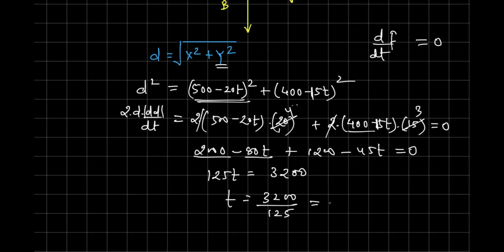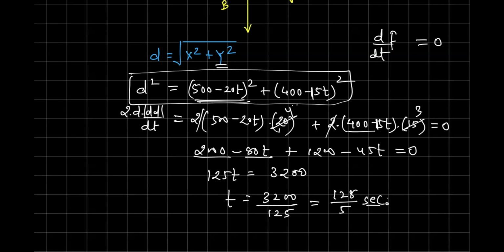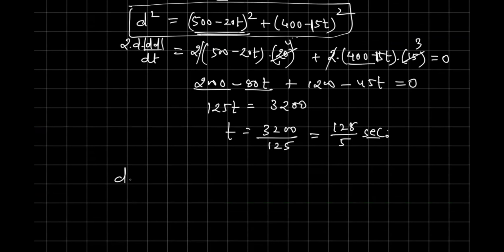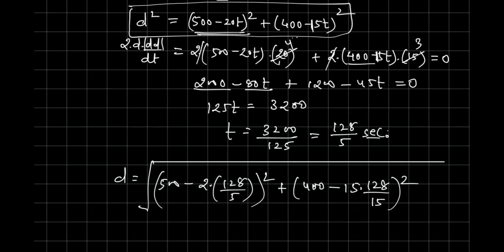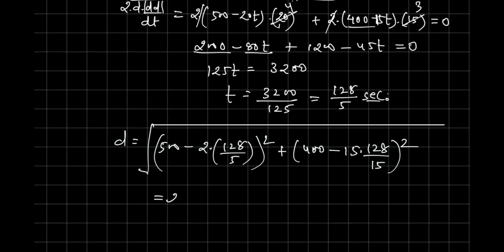So you'll get t is equal to 3200 by 125. When you divide this with 25, you'll get 128 by 5 seconds. ये वो टाइम है, the time when you will find the minimum value. अब उसके लिए आपको क्या करना पड़ेगा? Put this value in this equation that you are seeing here. So what will happen if you substitute the value? You will get d is equal to root over 500 minus 20 into t, the value 128 by 5, whole square, plus 400 minus 15 into 128 by 5, whole square. And if you solve this one, you'll get 20 meter.